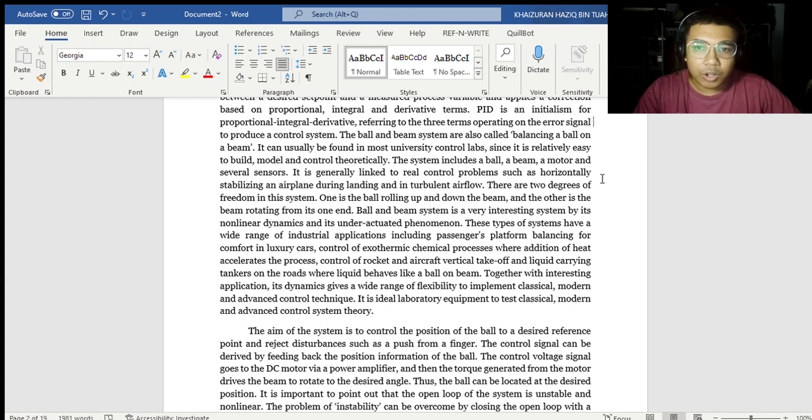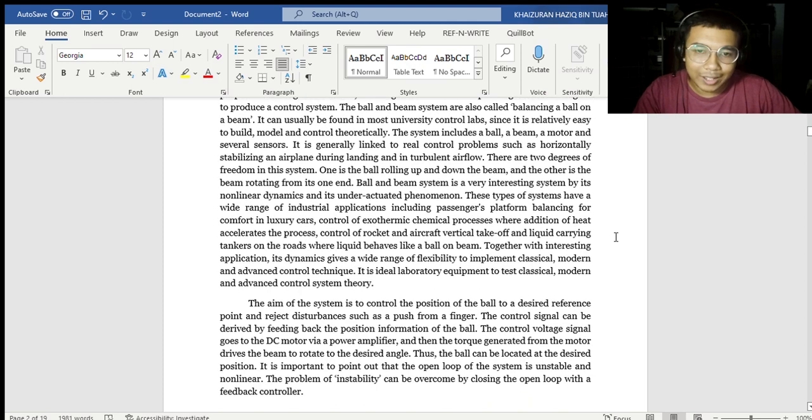There are two degrees of freedom in this system. One is the ball rolling along the beam, and the other is the beam rotating about one end. The ball and beam system is a very interesting system because of its non-linear dynamics and its underactuated phenomenon.